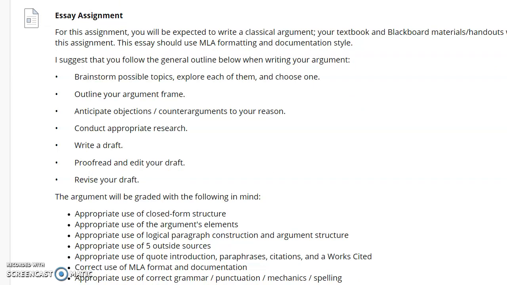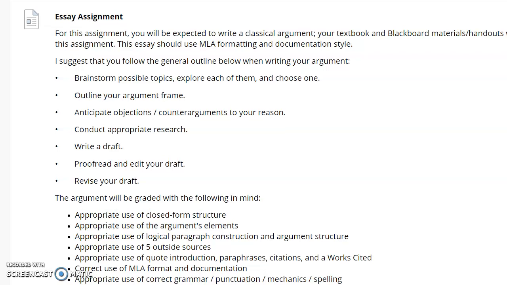You are expected to write a classical argument. Your textbook and the Blackboard materials and handouts will help you complete the assignment. The essay, the initial version of it, will be in MLA, using MLA formatting and documentation style. Again, after that, you will revise it with new information that I provide, new teaching information in one of those later weeks. You'll revise it and reformat it.